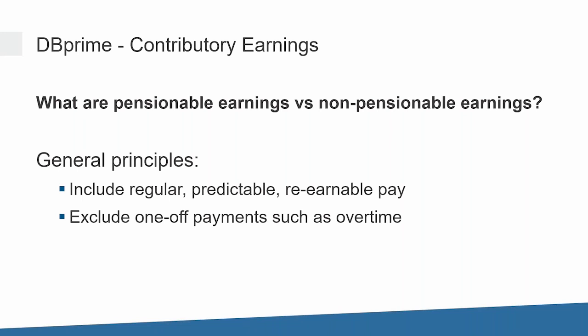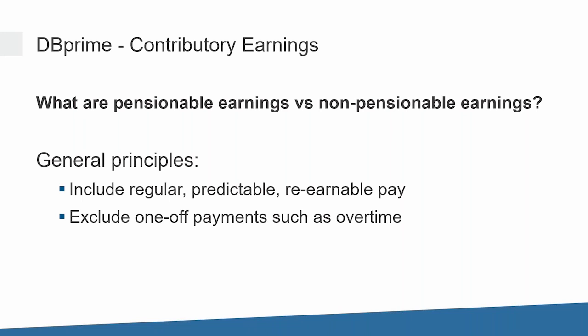Contributory or pensionable earnings are earnings that are used to calculate contributions and must include regular, predictable, and reoccurring earnings. One-off payments or payments that are similar to overtime would not be included. These types of earnings would be considered non-pensionable earnings and are not used in calculating contributions. Other examples of non-pensionable earnings are vacation pay while active, honorariums, and payments in lieu of benefits.